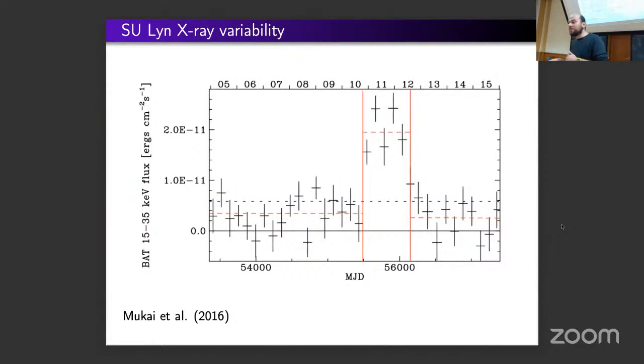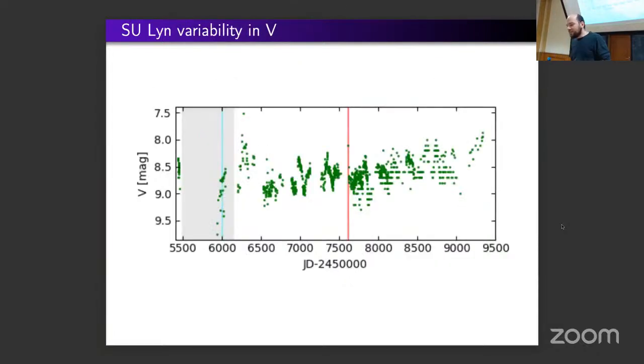And why do people think it's a symbiotic star, even though it doesn't have emission lines? It had a high state in X-rays, meaning there has to be some accretion probably. So what I did, I looked at the optical data, and in optical it's basically flat. The gray area on the left is where there was the X-ray high state. The red line is when the system was reported and there was follow-up. And the blue line is where I found a spectrum from a French survey.